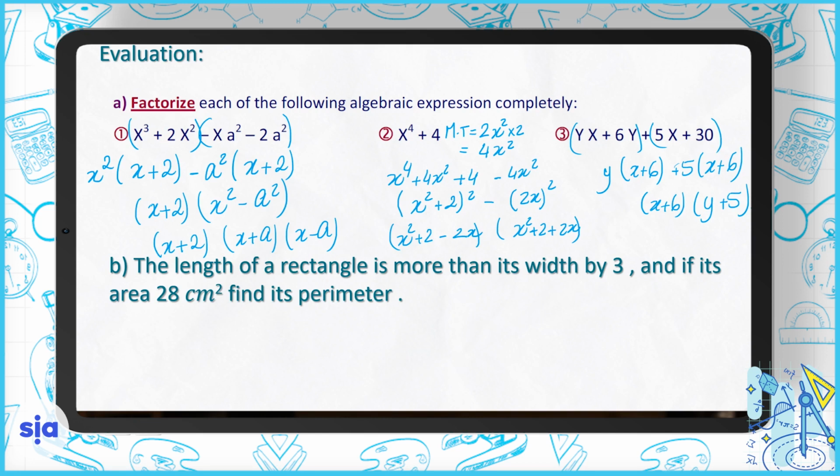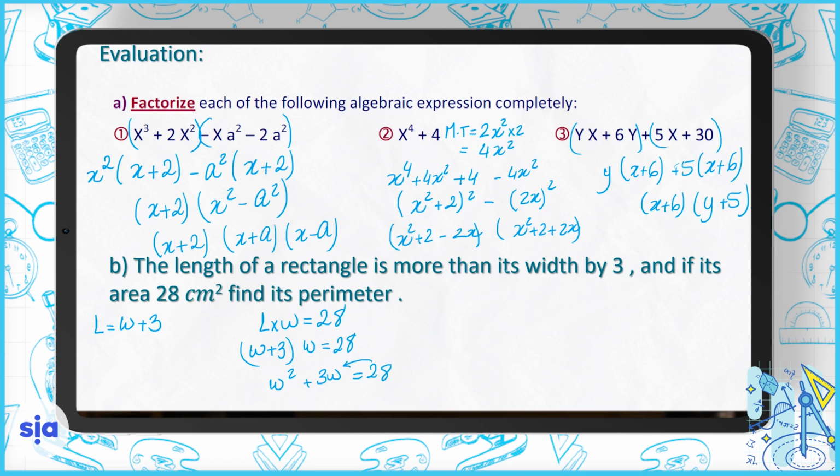Let's move on to question B. Question B says the length of a rectangle is more than its width by 3. So we can say that the length is the width plus 3. And also it's given that its area is 28 centimeters squared. Once the area, so length times width is 28. So I can replace the length by w plus 3, multiplied by w is 28. So w squared plus 3w equals 28.